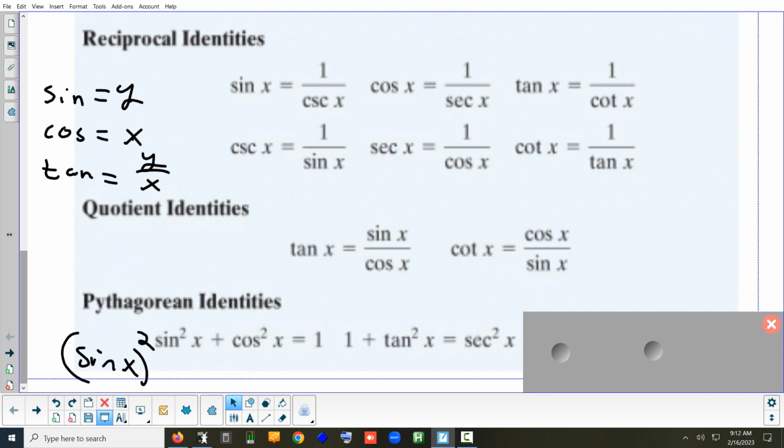Another Pythagorean identity is 1 plus tangent squared equals secant squared. So we got an identity that involves sines and cosines. We got one that involves tangents and secants. What do you think the last one is going to involve?